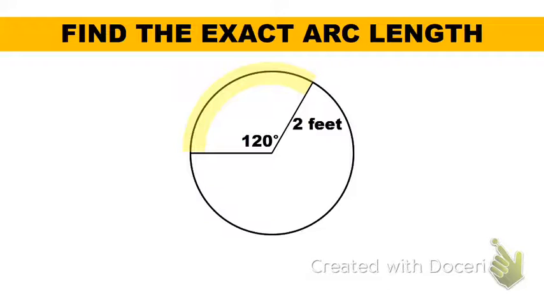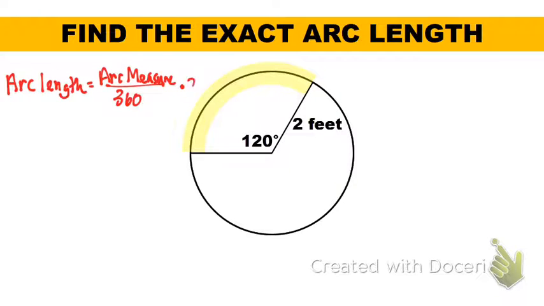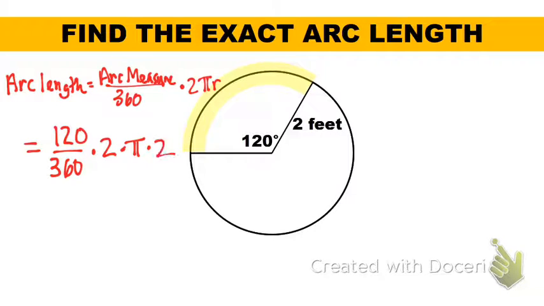On this problem, they want the exact arc length. So for this problem, we're going to find the arc length by taking the arc measure over 360 times the circumference. And again, they gave us the radius, so I'm going to use 2 pi r. So we're going to have an arc measure of 120 degrees over 360 degrees times 2 times pi times 2.